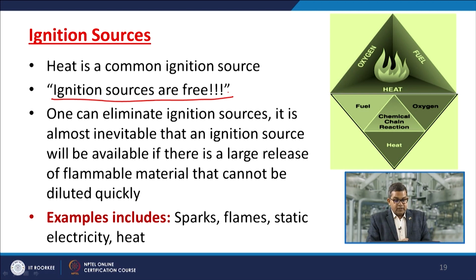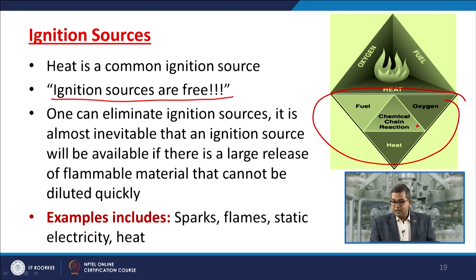So the various examples of ignition sources are spark, flame, static electricity, heat, etc. You can modify the fire triangle with respect to this chemical chain reaction, because if you wish to sustain the fire, then definitely you must have a chemical chain reaction within it.